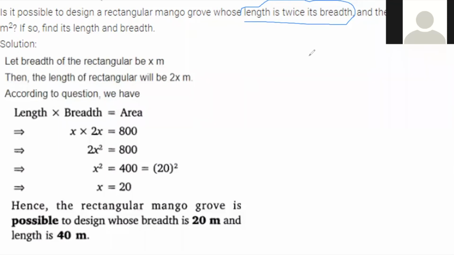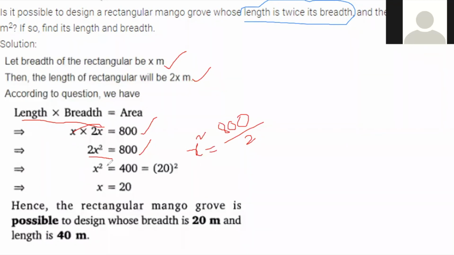Very simple sum, very small sum. Don't worry about that. So do it now. Breadth is x, so length is 2x, because the length is twice its breadth. Area we know is length into breadth, so x into 2x is equal to 800. x into x, 2x square. 2x square is equal to 800. First take 2 to this side: 800 by 2 means you will get 400. So x square is equal to 400.